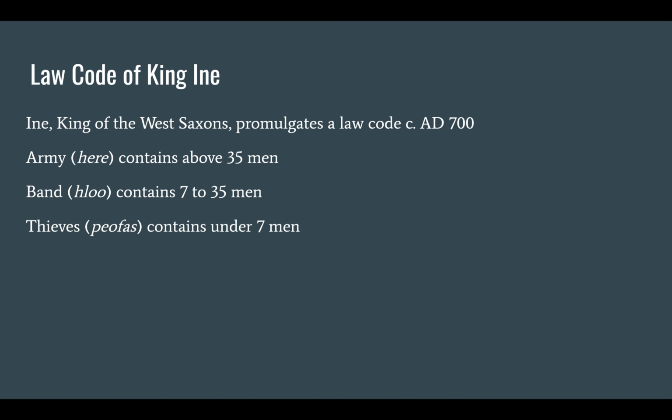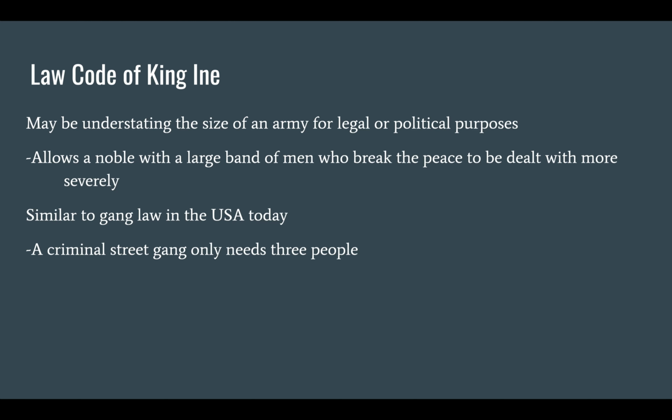The problem is this text comes from a very specific political and legal context. So we don't want to just accept it wholesale as armies being around 36 men, and instead understand this as a law that's being used to more severely punish these groups of 36 or more men. If a lord has a following of just 35 men, that's not an army, but with a group above 36 men, if they do something that breaks the peace, they can be punished more severely. And that does roughly seem to be what's happening.